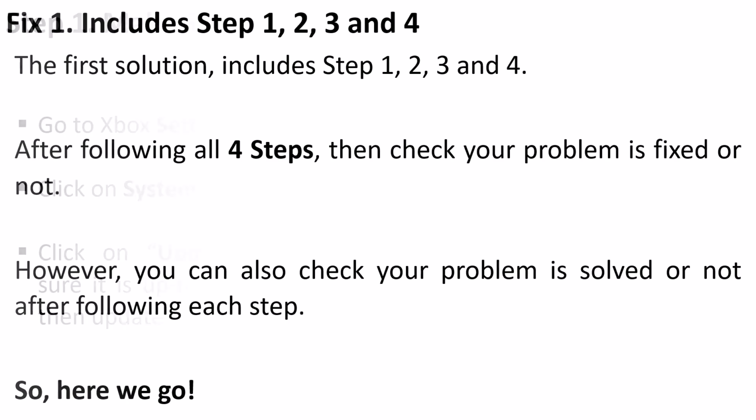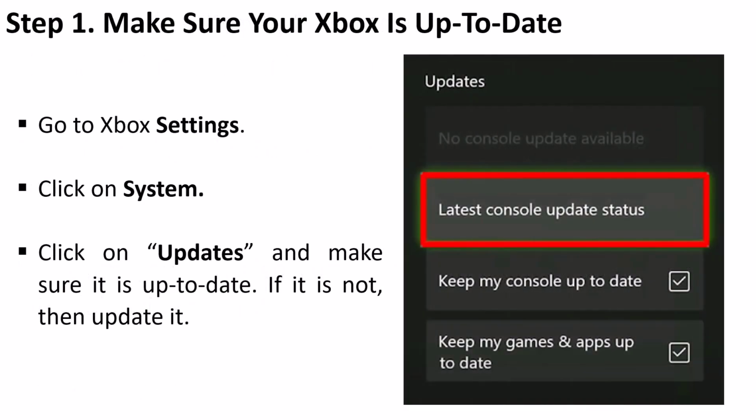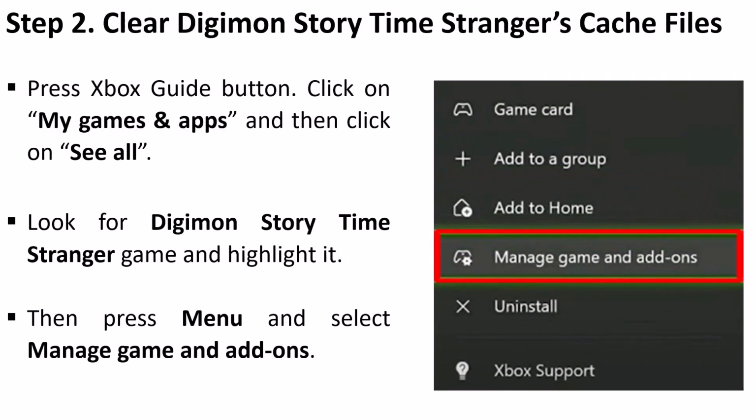So here we go. Step 1. Make sure your Xbox is up to date. Go to Xbox settings, click on system, click on updates and make sure it is up to date. If it is not, then update it. Step 2. Clear Digimon Story Time Stranger cache files.